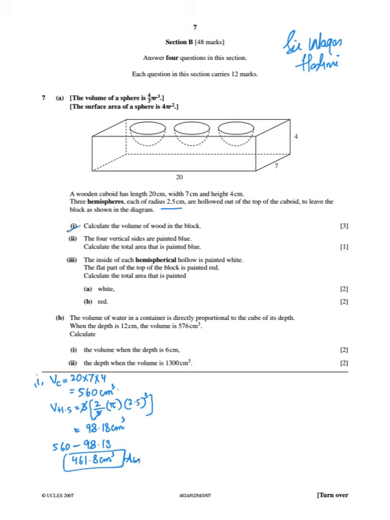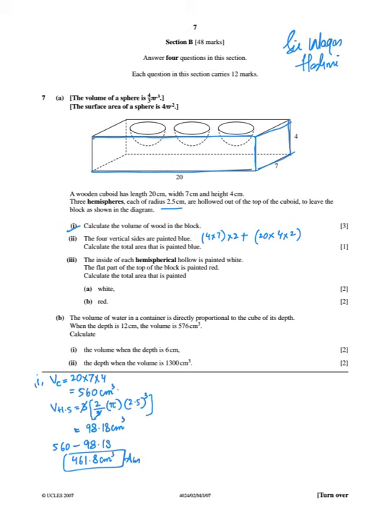Alright, so for the next part, the 4 vertical sides are painted blue. Calculate the total area that is painted blue. So the painted blue area is this one, right? So it's 4 by 7, and this wall and this wall are both the same, so you need to multiply it by 2, plus the front wall, it will be 20 by 4, right? 20 by 4, and again the front and back will be the same, so 20 by 4 by 2. And now we need to add it.